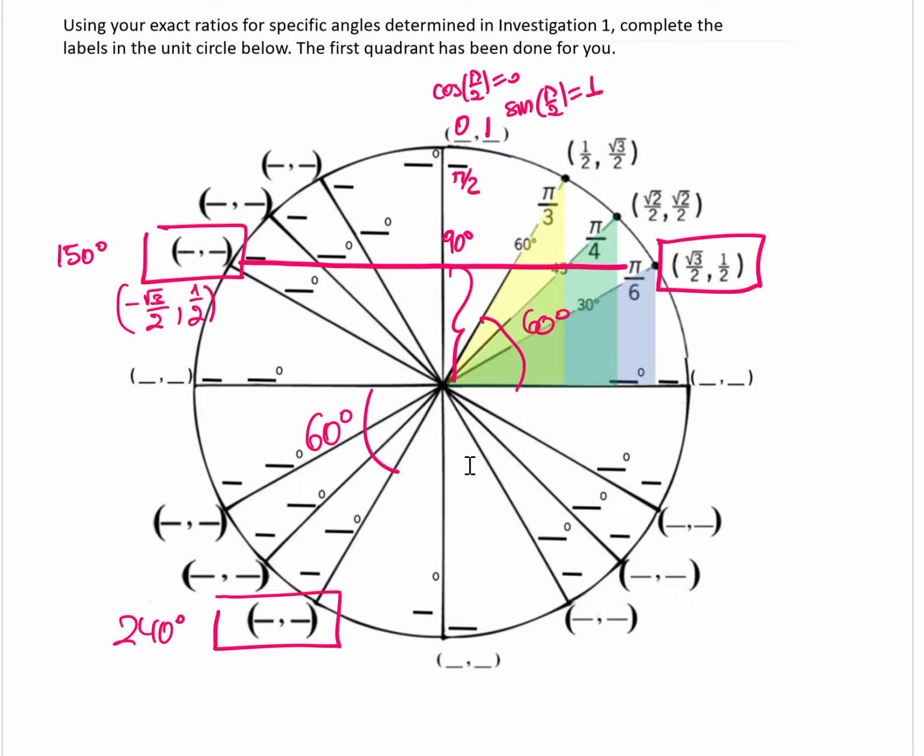If you look at the corresponding ratios, here you have 1/2, root 3 over 2. They are both positive, whilst in that position here they're symmetrical and negative. So the corresponding ratios are going to be negative a half, comma, negative root 3 over 2. What that means is that the cosine of 240 degrees is equal to negative 1/2, and the sine of 240 degrees is equal to negative root 3 over 2. That's the way you can calculate all of them.